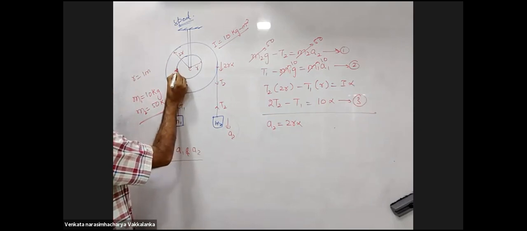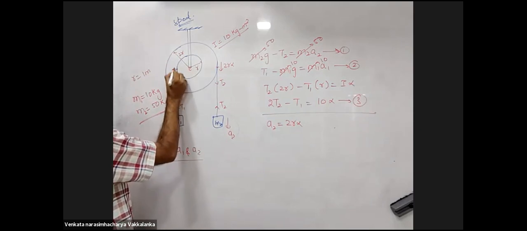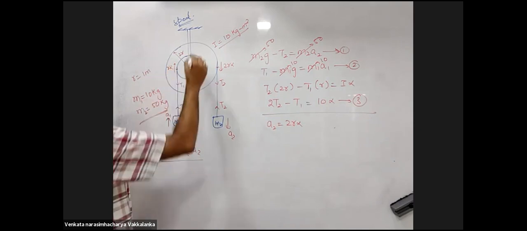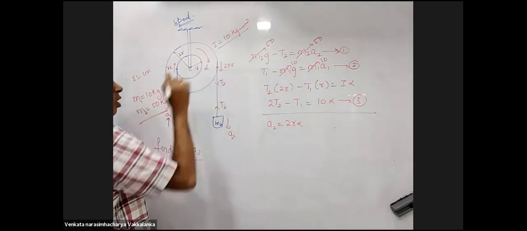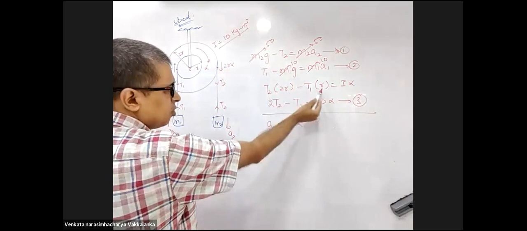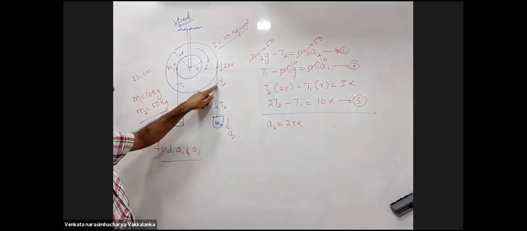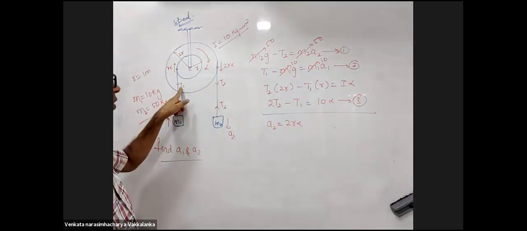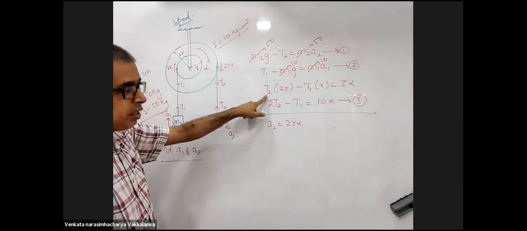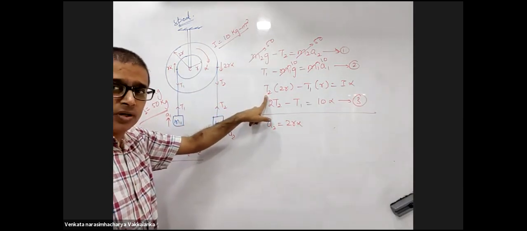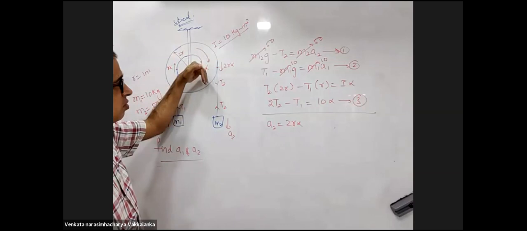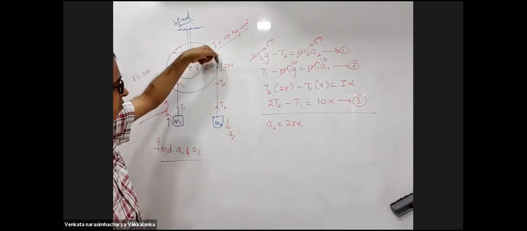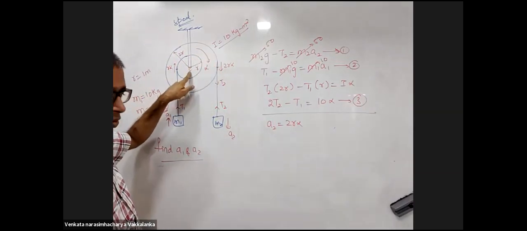Similarly, acceleration of this point with respect to center of mass is R alpha. That means you have taken alpha in the clockwise. Why? Because of your dynamic equation. You took T2 into 2R minus T1 into R. T2 into 2R you have taken positive. So this is clockwise alpha. So 2R alpha will be downwards with respect to center of mass.